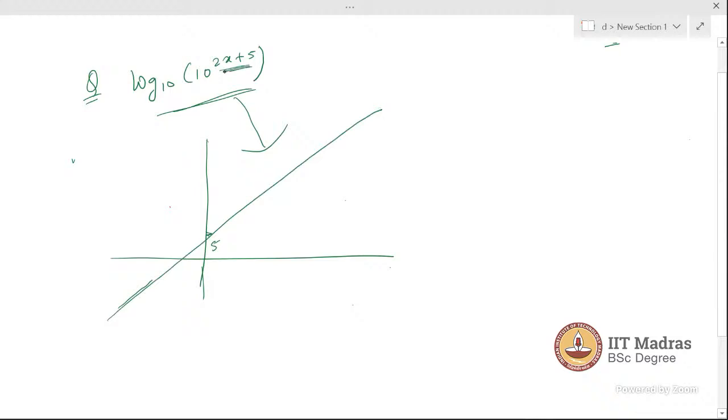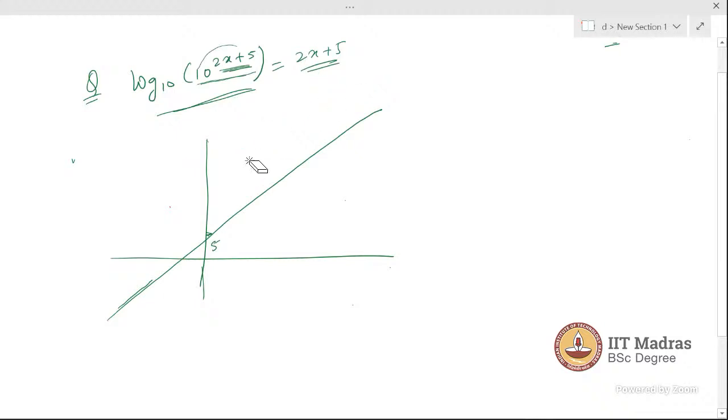Certainly this part is 10 to the power of something, right? So this can take all the values of x, all real values. And no matter what real value you take, this entire part is always going to be positive, right? If this is positive, it is not violating my log definition, correct? All of you are with me? So I can simply say that this equals 2x plus 5. And the graph for 2x plus 5 will be linear, something like this.